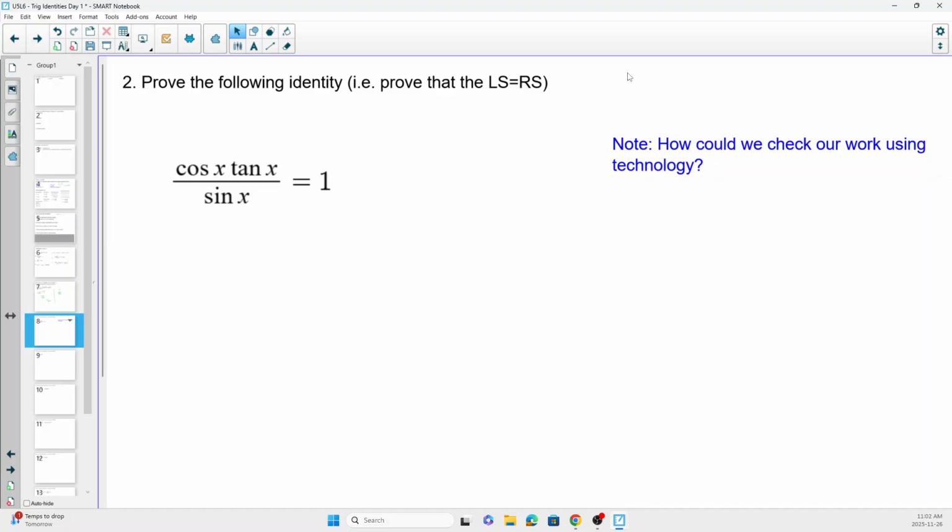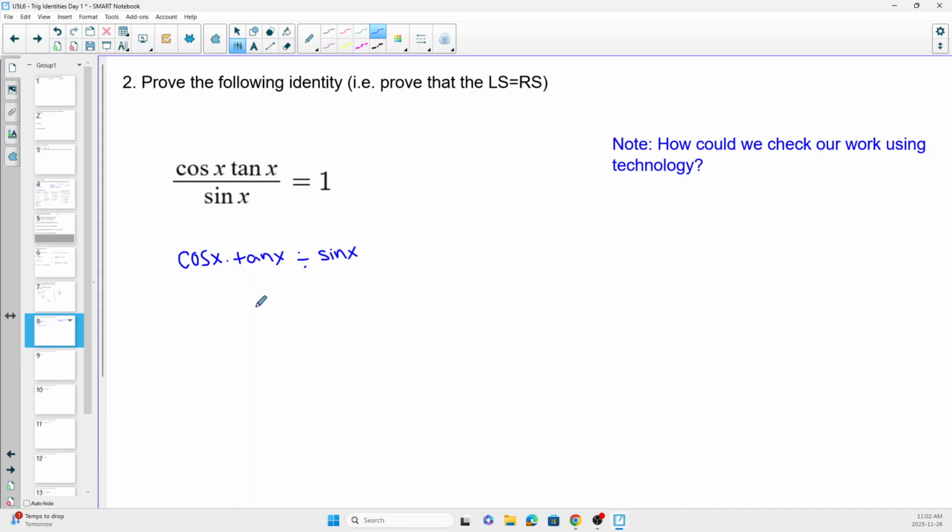Prove that the following is an identity. So cos x times tan x divided by sine x is all equal to 1. So what we're going to do here, well, there's a couple ways we could do this. If we multiply fractions, we multiply straight across. So we multiply the numerators, we multiply the denominators. So there's a few ways we could write this. This is the same as cos x times tan x divided by sine x. We might write it like that.